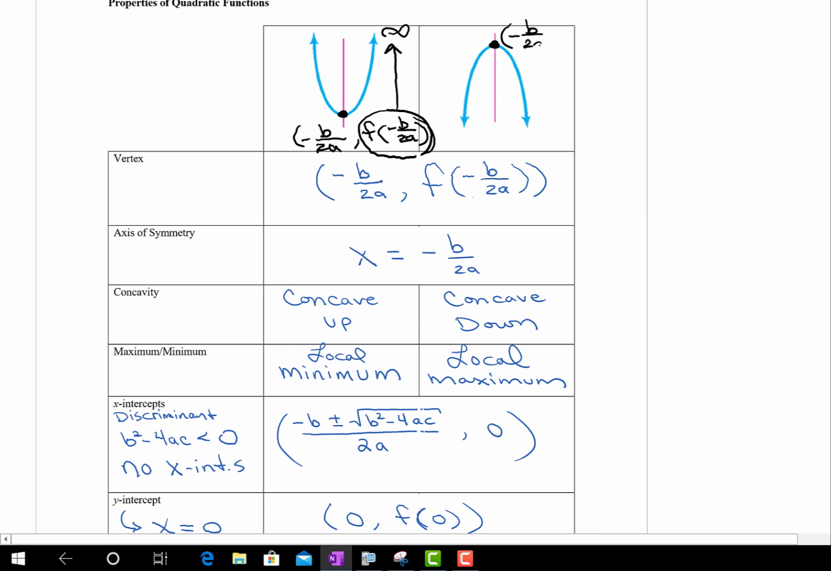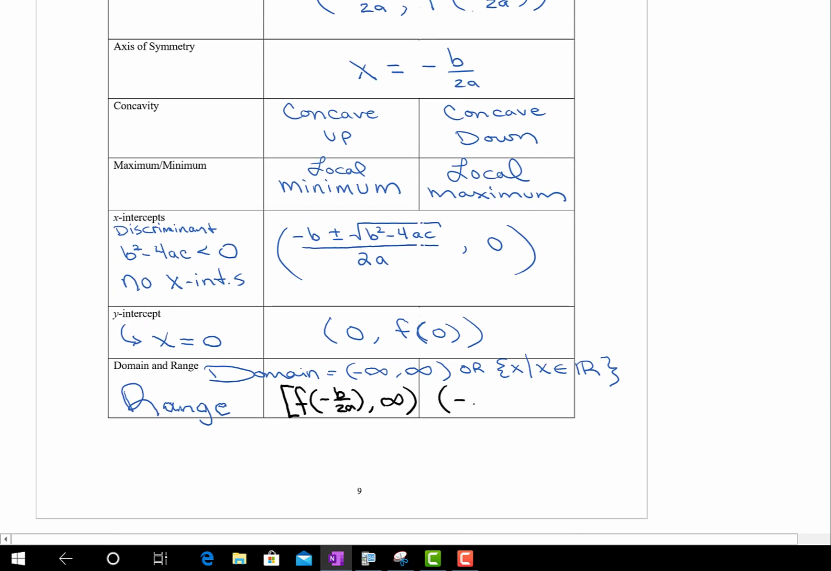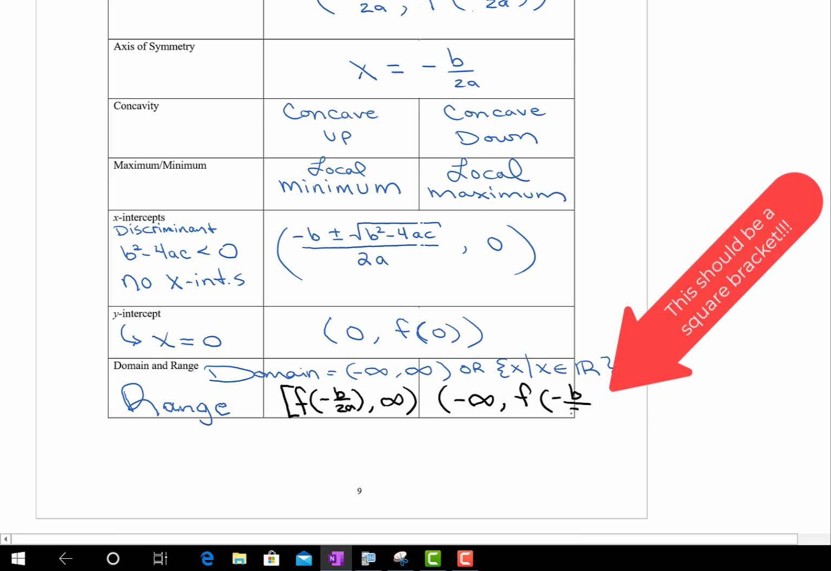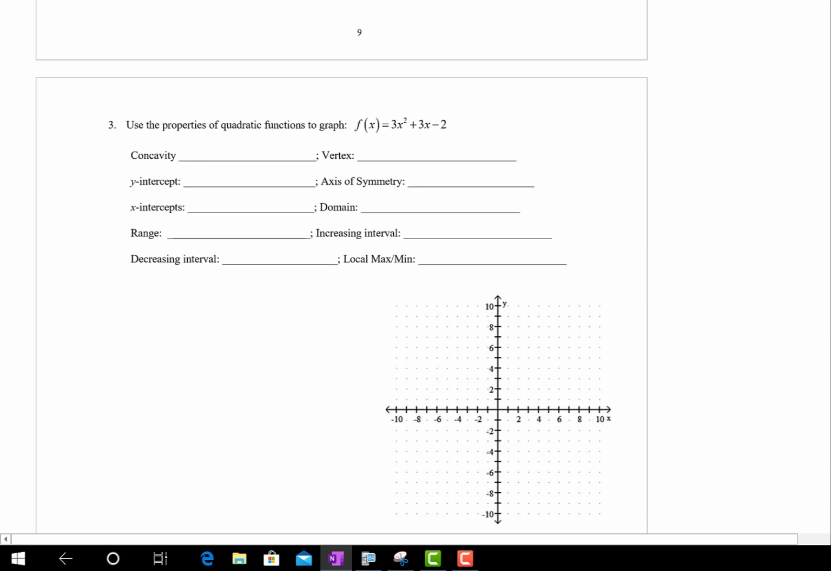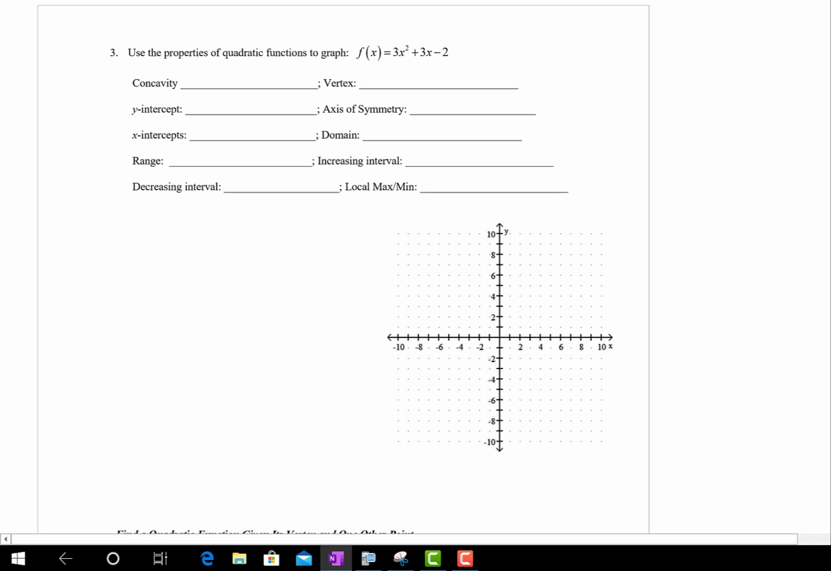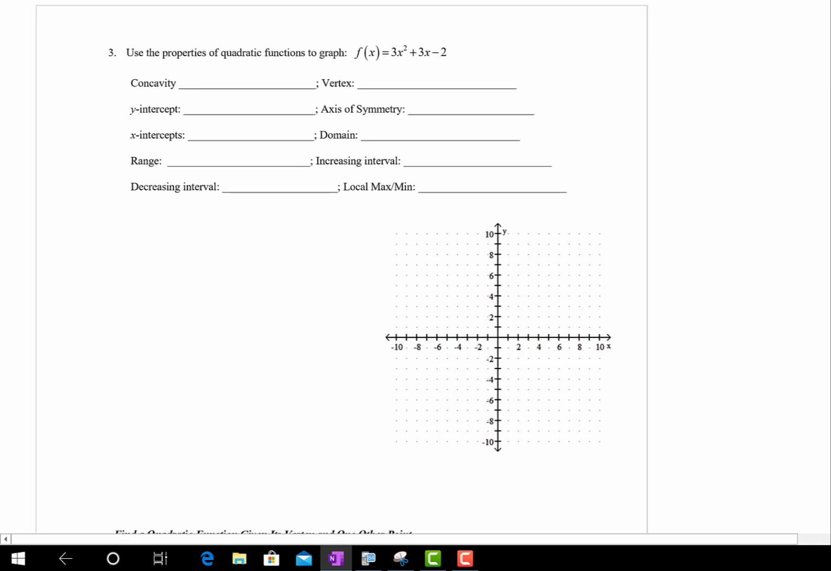And then here, if it opens downward, the vertex is still the same: negative b over 2a, comma, f of negative b over 2a. So f of negative b over 2a would be the largest value for y, and for the smallest, we know negative infinity is not a real number, but we use it in interval notation. So it would start off here, open at negative infinity, and then go up to f of negative b over 2a. I should have put closed on that, so I made a mistake there. Make sure you put down that it's closed on that end. That should be half closed: open on the negative infinity, and closed on that y value.